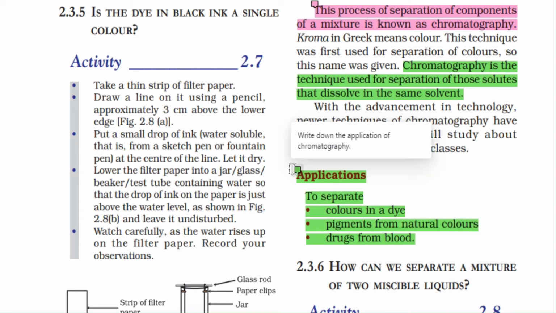So the question will be, write down the application of chromatography. The answer will be, to separate colors in a dye, pigment from natural colors, drugs from blood.